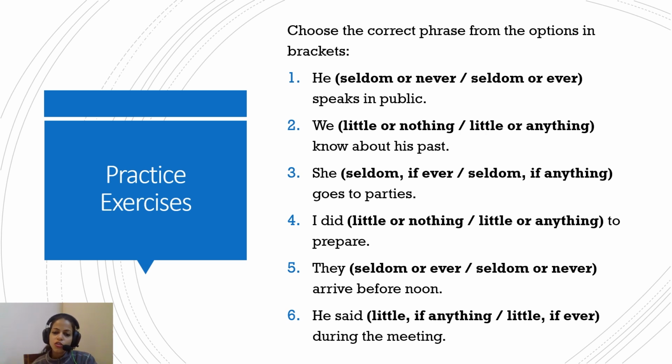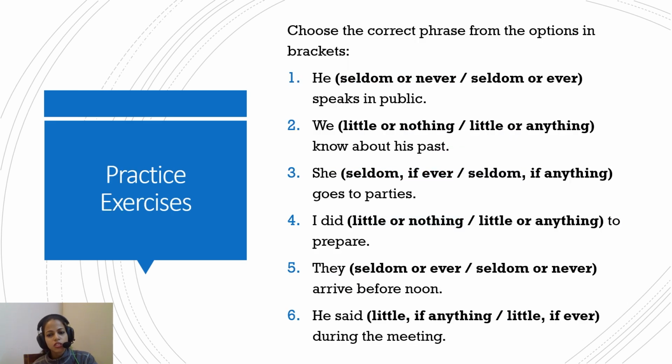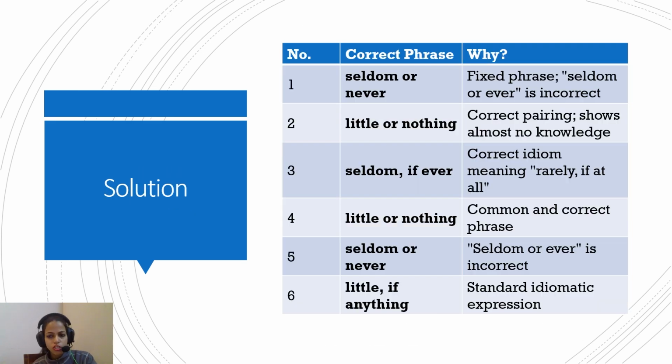We dash know about his past. We little or nothing know about his past. So it's almost close to nothing that we know about his past. So the correct pairing shows that there is almost no knowledge about his past.